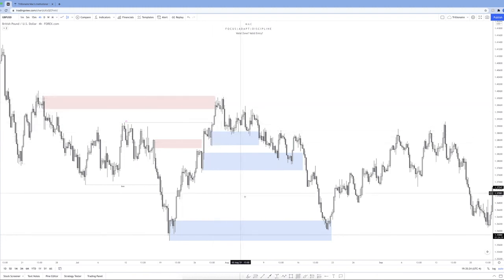Now when price turns over, okay, and we start to switch back to the downside, what's going to happen is price is going to create new supply and react to old demand. So what does that mean?